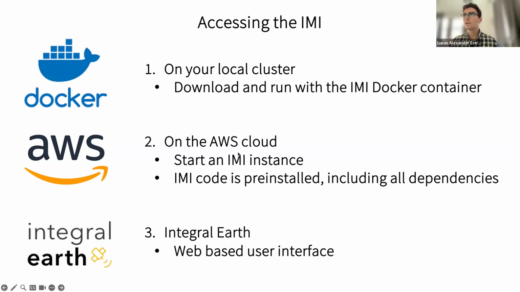The other way, and the way that we've designed the IMI natively, is to use the AWS cloud. And so with the AWS cloud, you effectively create an account. You then create an IMI instance. And then on that IMI instance, the code is pre-installed. All of the dependencies are pre-installed. And it's simply updating a single text file with your configuration and then running the IMI. And you'll see a live demo of this by Melissa Sulprizio in a little bit.